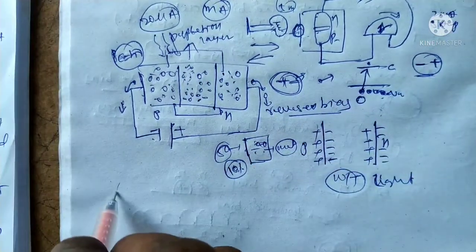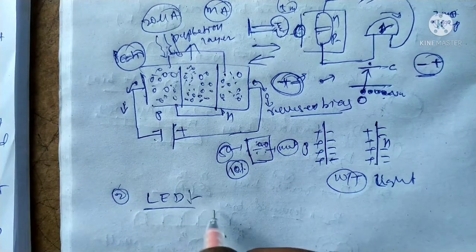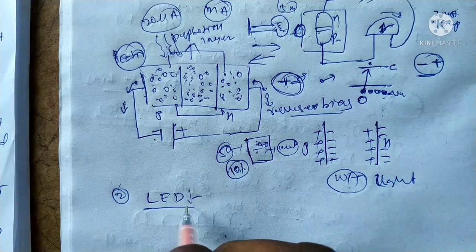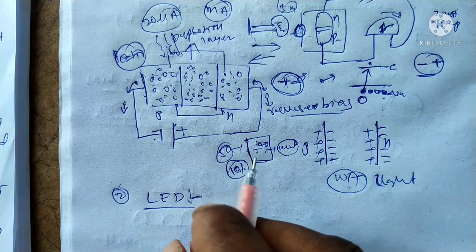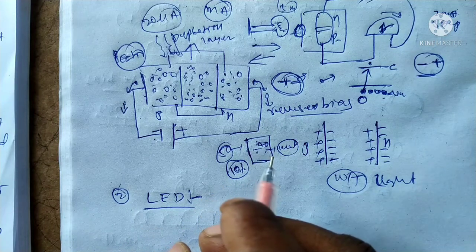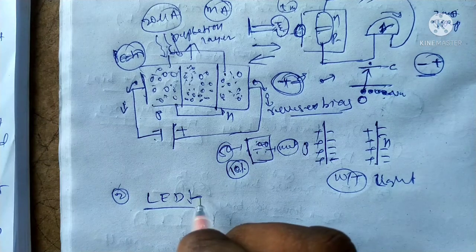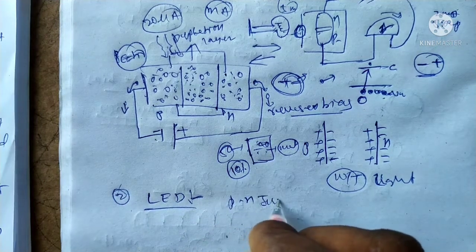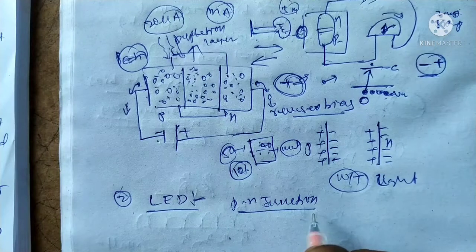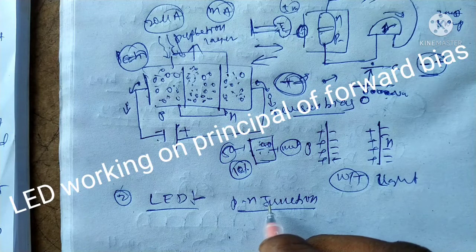Now we discuss the second one, the LED. LED is nothing but a light emitting diode. Nowadays it is very important for reducing power loss and improving power efficiency in the current. It is a heavily doped p-n junction diode. It is one of the most important applications of the p-n junction diode.